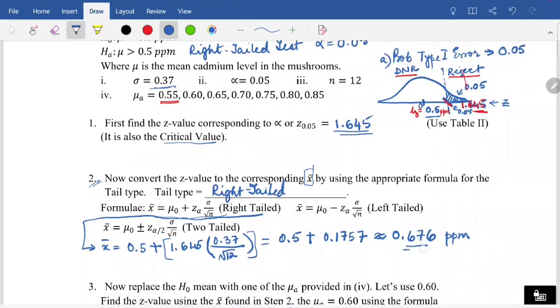This is the x bar value. The x bar value corresponding to z equals 1.645, and that was true when the null hypothesis mean was considered to be true with a value of 0.5 ppm. So that was number 2, where we found the x bar value.